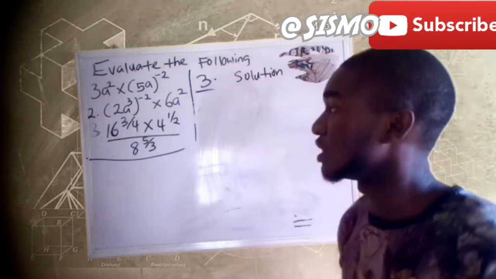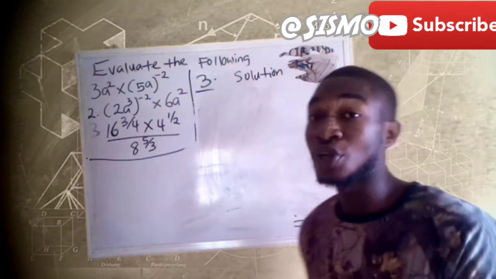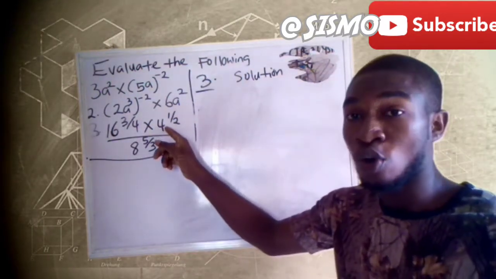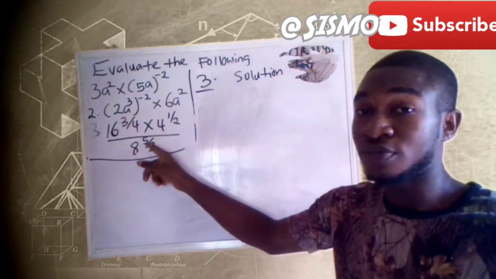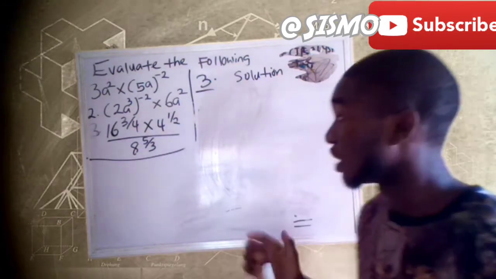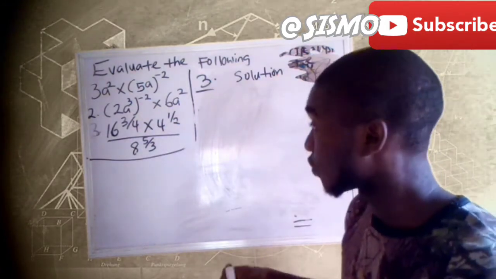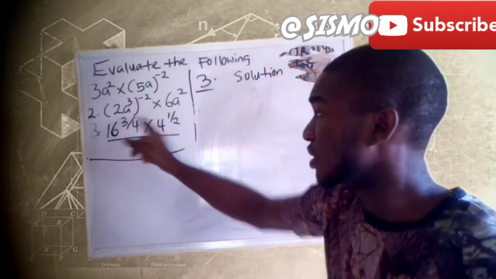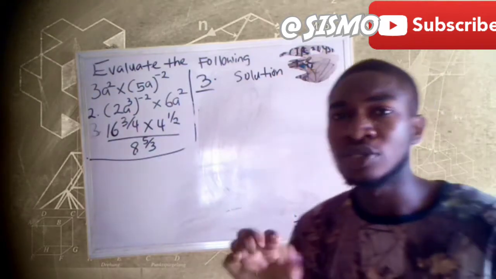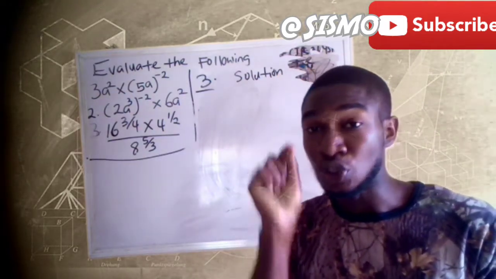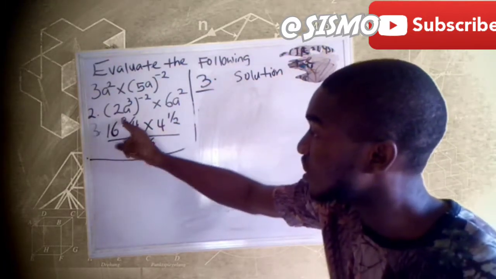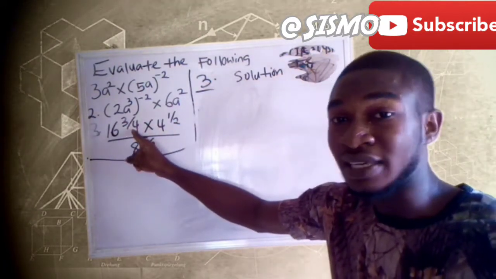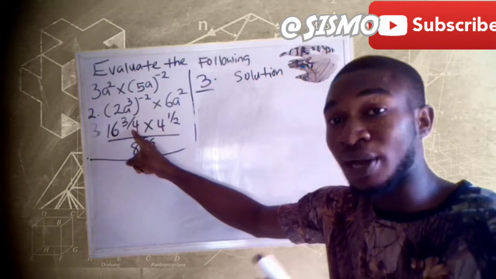We'll have 16 to the power of 3 over 4 multiplied by 4 to the power of 1 over 2, all over 8 to the power of 5 over 3. So let's see how we go about this. First of all, whenever you see this kind of thing, the fractions, you just think about the fractional power and the root power. These two things will come to our mind. So for this, we'll have 16 to the power 3 over 4. What should come to my mind is the fractional power, since the numerator is not 1.